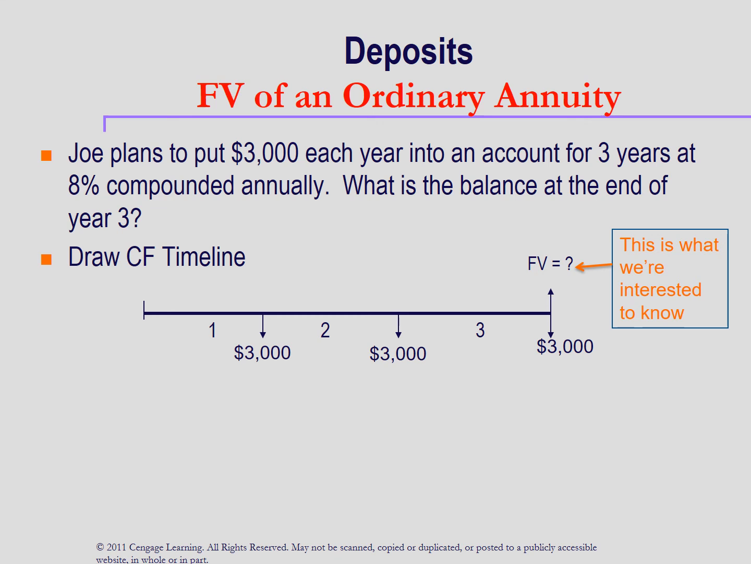Joe plans to put $3,000 each year into an account for 3 years at 8% compounded annually. What is the balance at the end of year 3? First, draw the cash flow timeline. By looking at the cash flow timeline, we have equal cash flows at the end of every year, and we have the question mark located at the end.